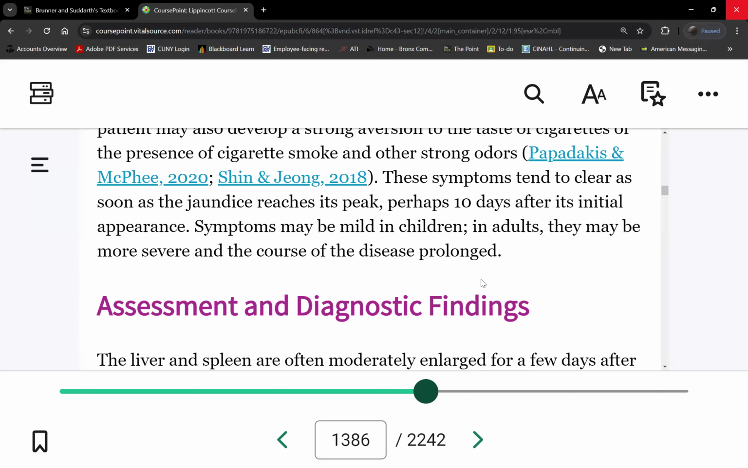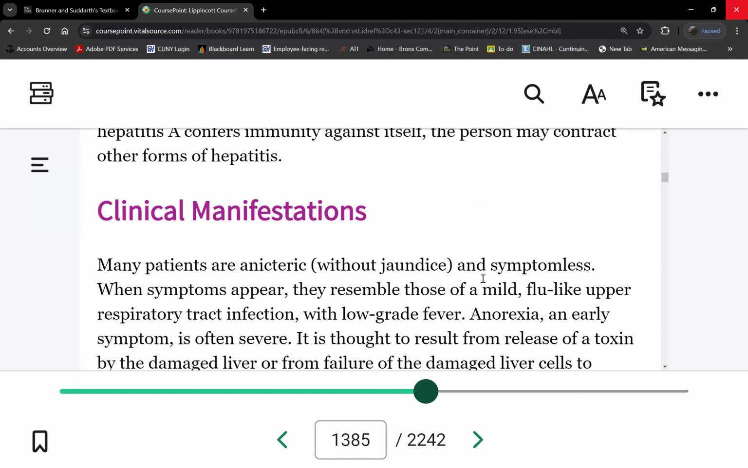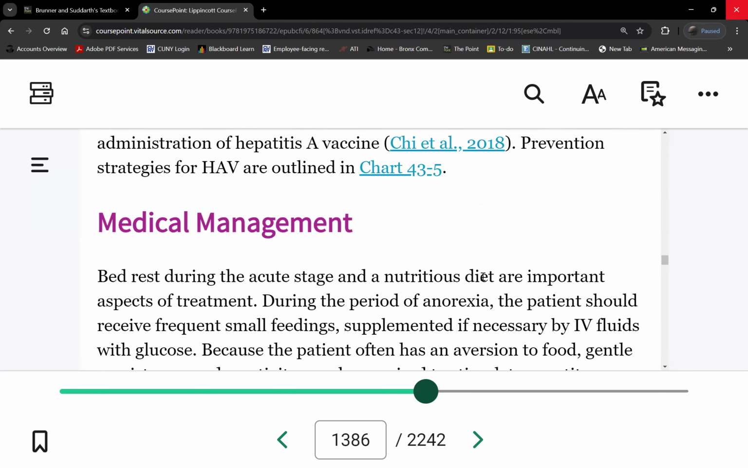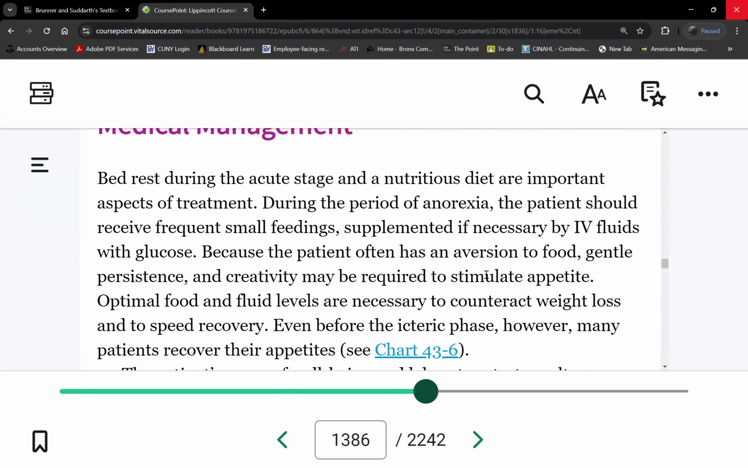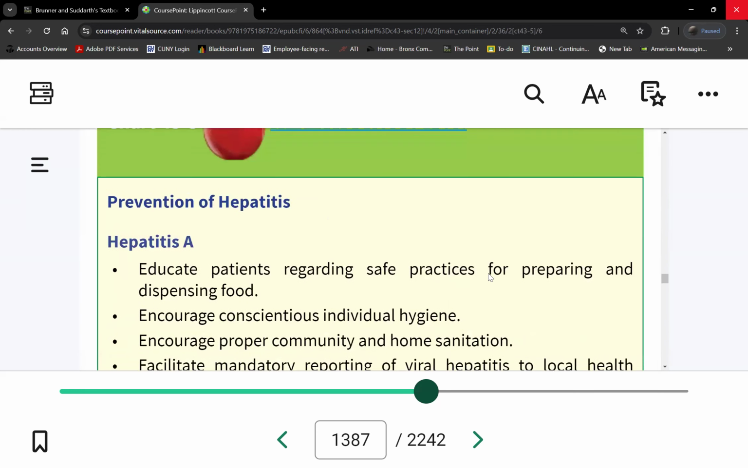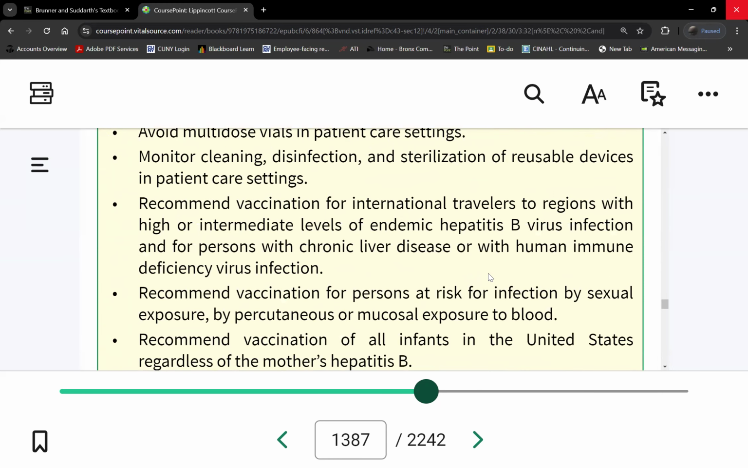So here are the tests. What is it? How is it transmitted? Signs and symptoms, prevention, then management. Remember, management will include patient teaching, and then repeat. They have nice tables like this for each one. I won't go through each of the sections, okay? So you read A, B, C, D. Please don't forget, E is the same as A, so they don't do E separately.